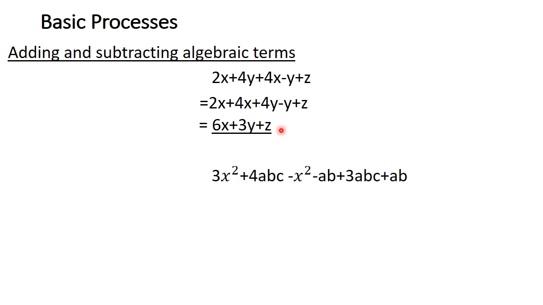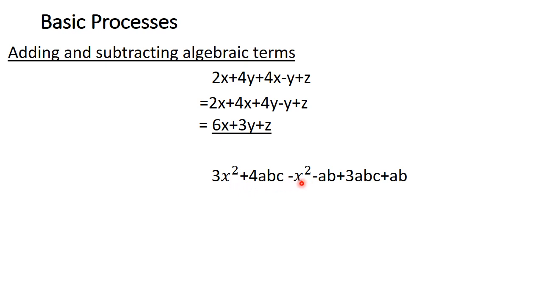Let's take a look at another: 3x squared plus 4abc minus x squared minus ab plus 3abc plus ab. The job is to identify which ones are like terms. If we start here, we'll start with 3x squared. Which term is a like term to 3x squared? Not the 4abc. We look at the variables. This is x squared and this is x squared, so these are like terms.